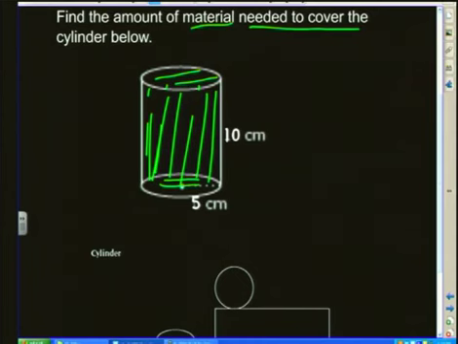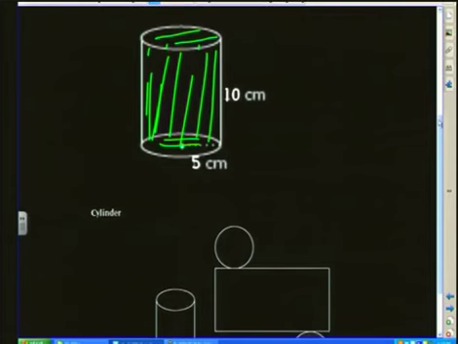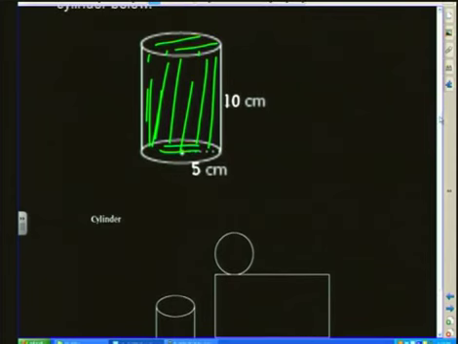Now, you can see in the drawing that they've given you the height of the shape is 10 centimeters, and they've given you the radius of the circle at the bottom of the cylinder is 5 centimeters. And they want you to find the amount of material. So in other words, you need to work out the total surface area.